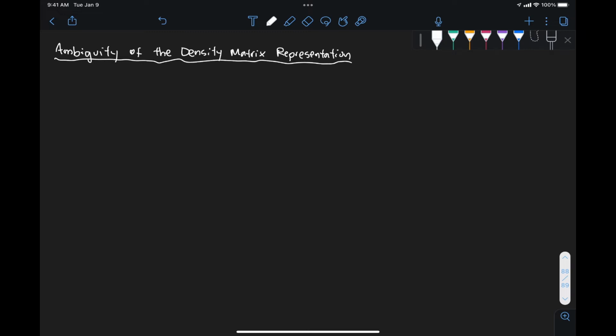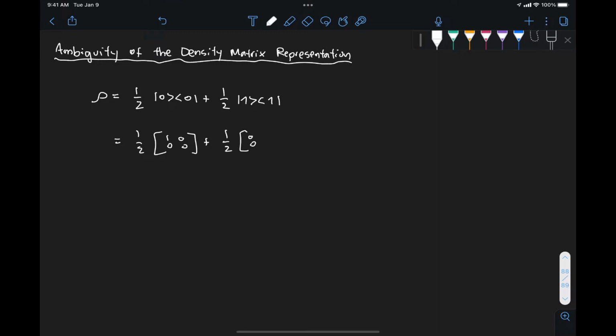One very important aspect about the density matrix representation is that different ensembles of states can lead to the exact same density matrix. So, for example, we looked before at the density matrix for a maximally mixed state of the form 1/2 |0><0| plus 1/2 |1><1|. And when we write this down in matrix form, we have 1/2 of the matrix [1 0; 0 0] plus 1/2 of [0 0; 0 1], which leads to the diagonal matrix 1/2 [1 0; 0 1].